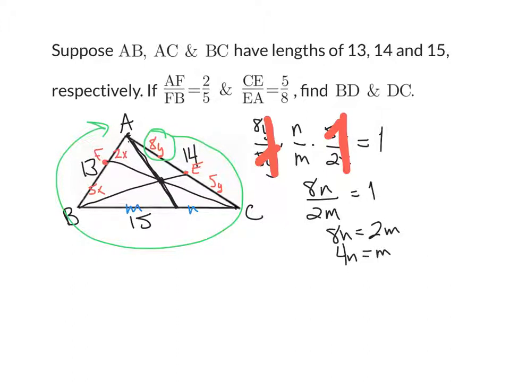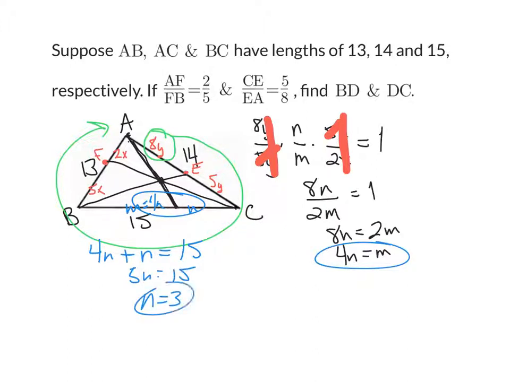That's super helpful because I just said that m is equal to 4n. So if I go back to my diagram, this side m is equal to 4n. If I add together that 4n plus the other n, then that's got to equal 15. 5n is 15, and n must be 3. Now, 3 is not our answer. Go back and answer the question.